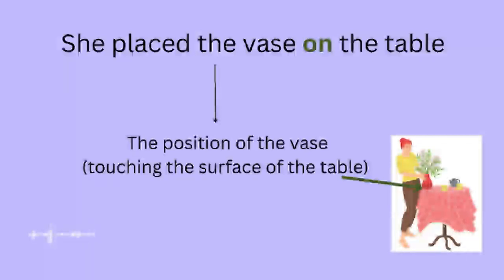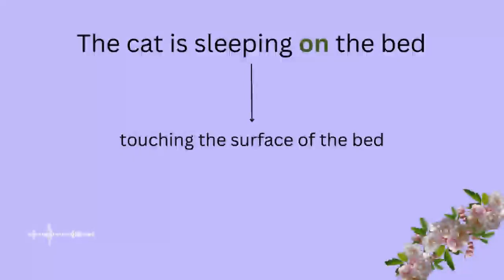So do you see the green arrow here? This is basically the surface of the table where she placed the vase. So in this case we need to use "on the table". Let's have a look at the final example before moving to the second part of this video.